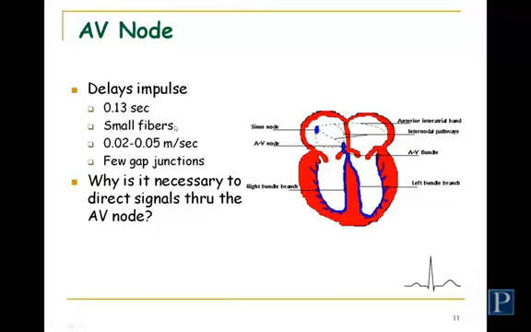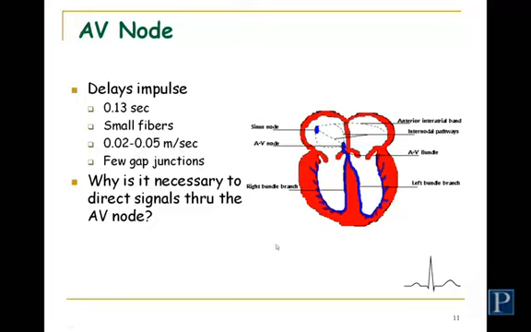The fibers in here are small. There are very few gap junctions, so that's the reason why the impulse is significantly delayed compared to any other part of the heart. The transmission of the impulse is 0.02 to 0.05 meters per second. So that's way slower than you saw in the atrial muscle. It's way slower than you saw with the internodal pathways.